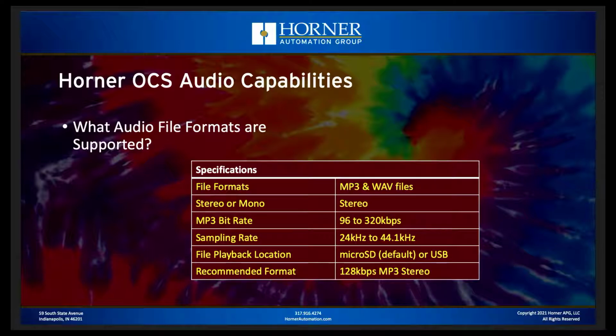Now you don't download these files into the memory of the OCS. They're played back from the memory card, either microSD or USB. And then if you're not sure what format you want to use from a file standpoint, our recommendation for a good solid format would be MP3, stereo, of course, got to be a stereo file, at least what you end up with running from the OCS, and then 128 kilobits per second is a good bit rate.